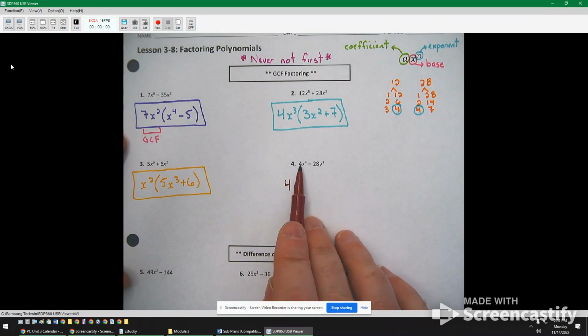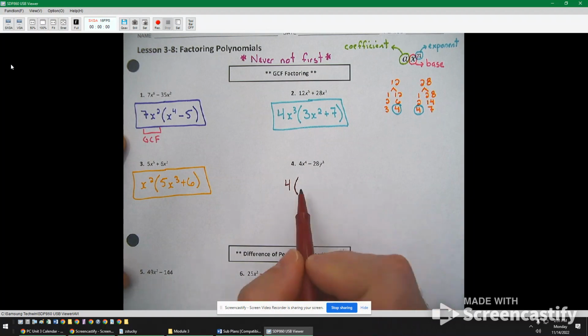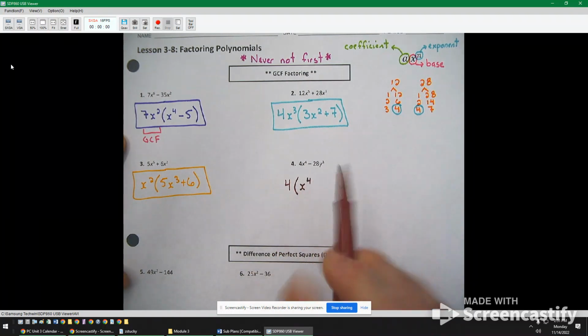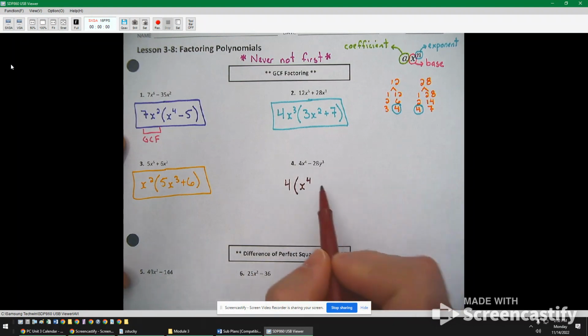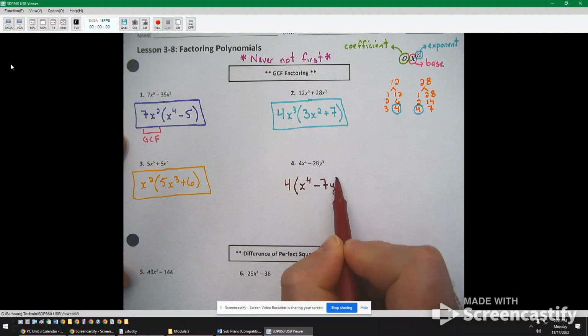Okay, I want 4x to the 4th. That's what I want to build back. I've already got the 4, so I need x to the 4th. I want to build back negative 28. I've already got the 4. I need a negative 7. And then that needs to have 3 y's, so y cubed.